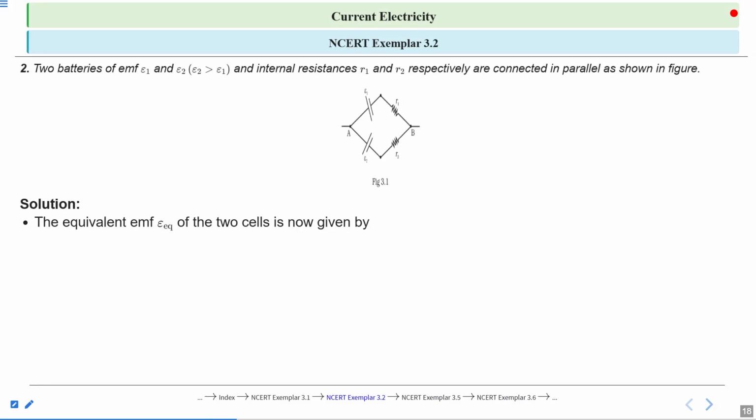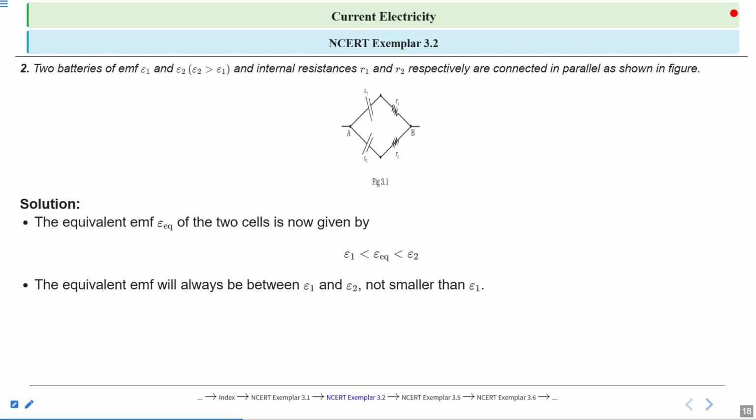So from both these cases, we can write that epsilon equivalent is between epsilon 1 and epsilon 2. Okay. So the equivalent EMF is between the EMF of the first cell and the EMF of the second cell. The equivalent EMF will always be between epsilon 1 and epsilon 2, not smaller than epsilon 2. So B option is incorrect and A option is correct. Option A is the correct option.